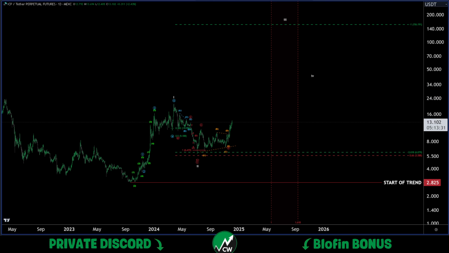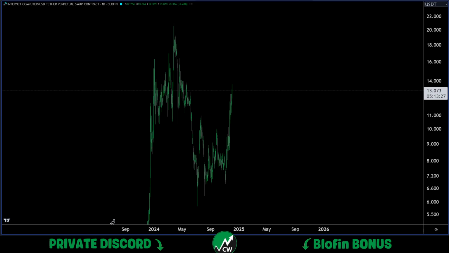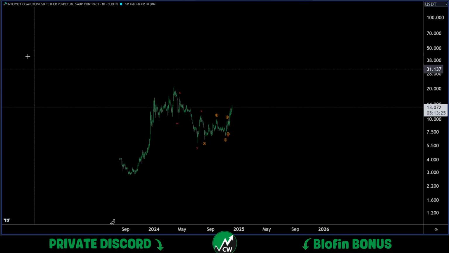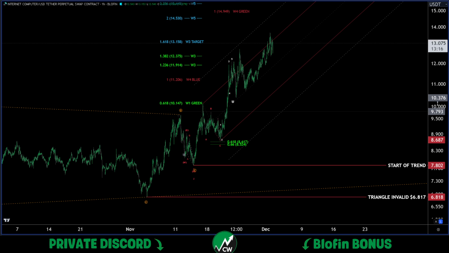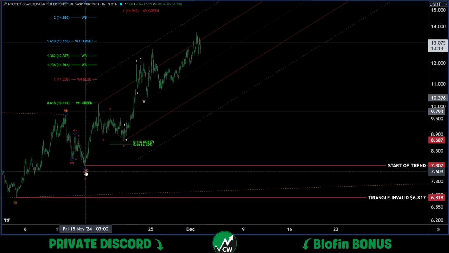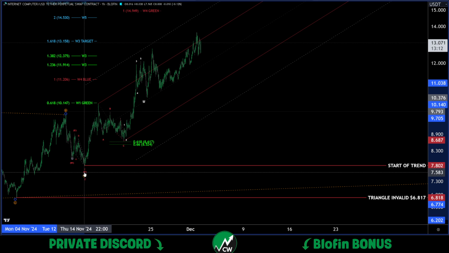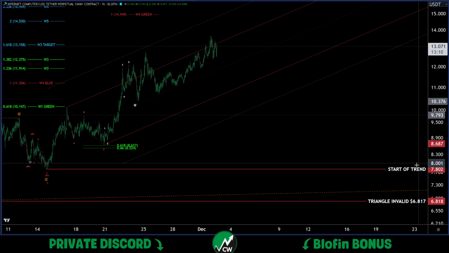So from this point, we're going to go down to Blofin on the 1-hour chart at the end of that triangle. This is where we're starting our wave 1 of our third wave. There's our E-wave bottom. You can see right here. This is where we start our count from.